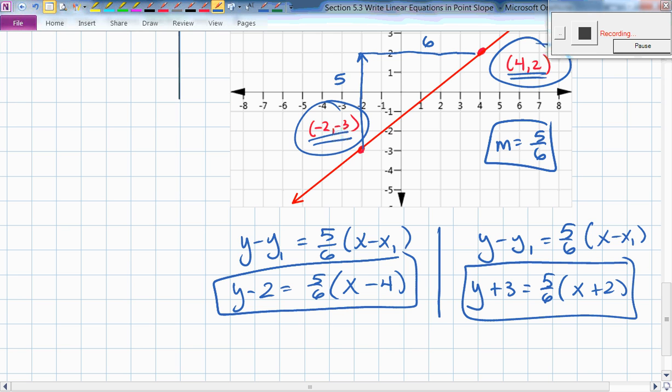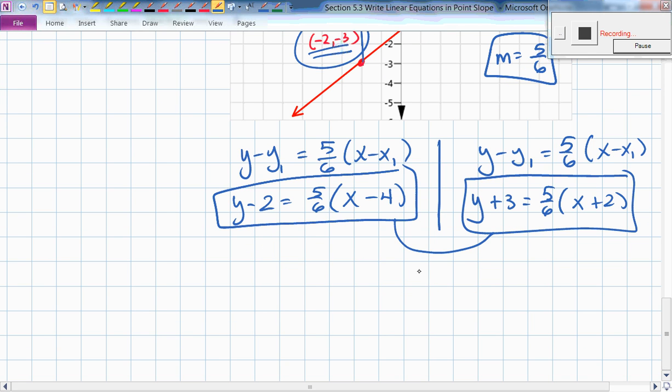So you could choose either one. And in fact, if you solve both of these for y equals mx plus b, this is called slope-intercept form, they end up being the exact same equation. They end up being the same.